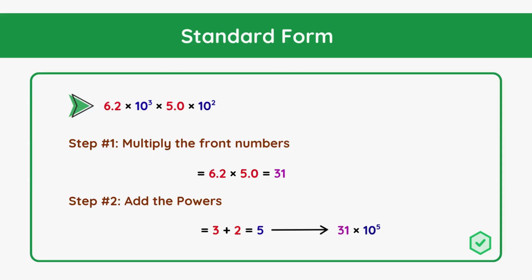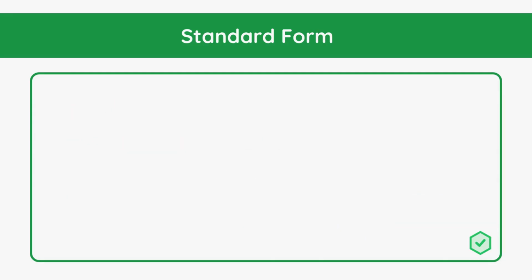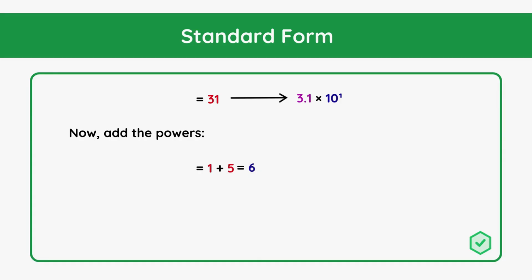But 31 is not allowed as the front number because it's bigger than 10 and standard form needs that number to be between 1 and 10. So we adjust. 31 becomes 3.1 times 10 to the power of 1, and that extra power of 1 gets added to the 5 we already have, giving 6. So the final answer is 3.1 times 10 to the power of 6. Always check your front number at the end. If it's 10 or more, you're not finished yet.